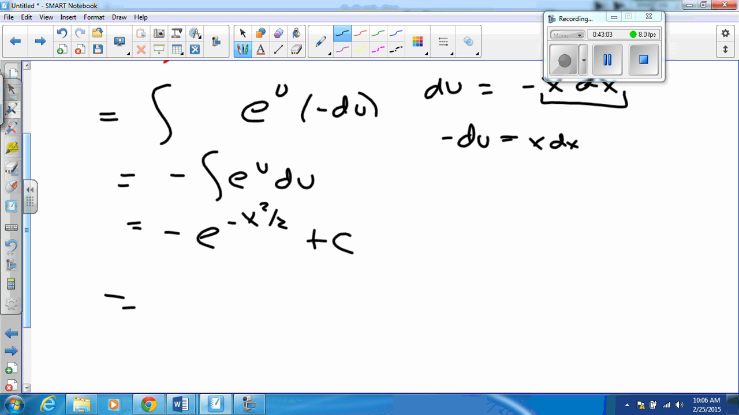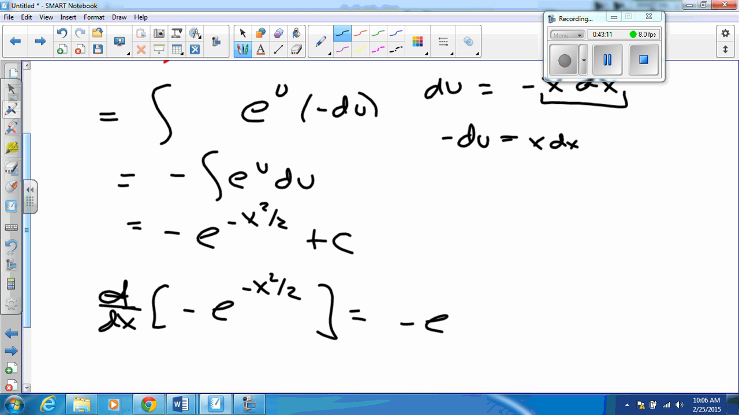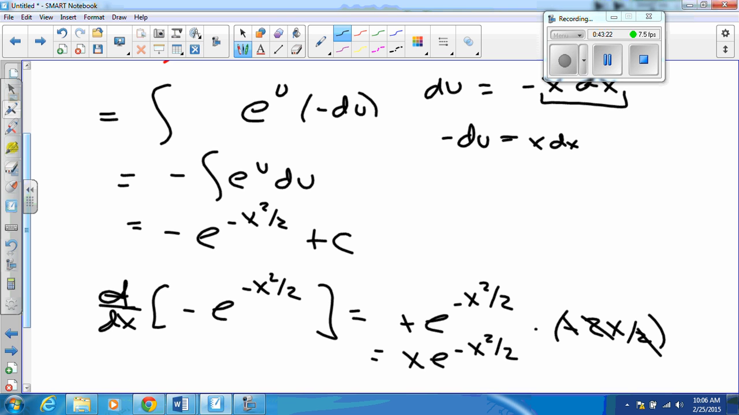How do I check it? Take a derivative. So I take the derivative, and I get e to the negative x squared over 2 times the derivative of the inside. The negatives cancel. And I get exactly as advertised. It's a beauteous thing. I'll see you tomorrow.